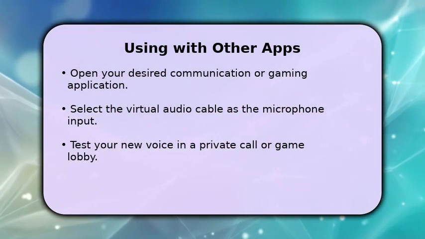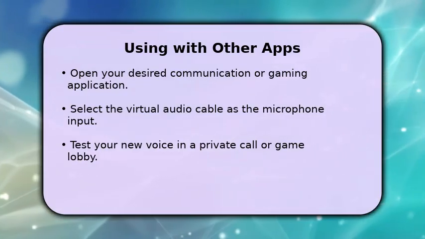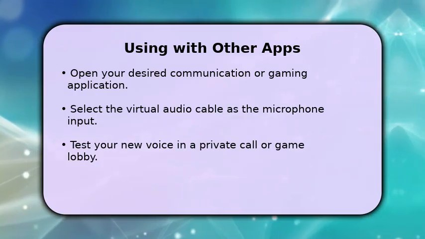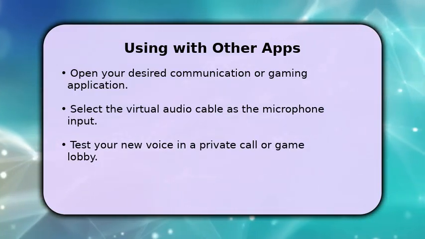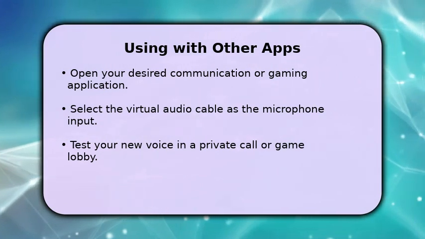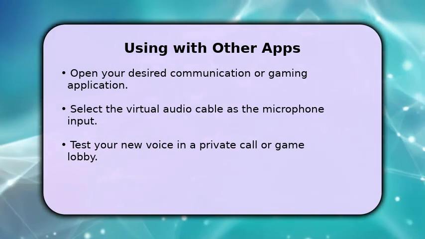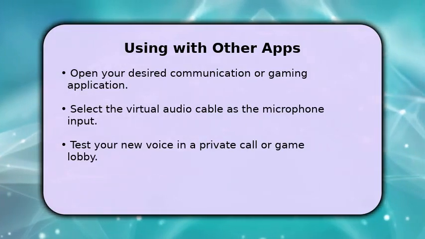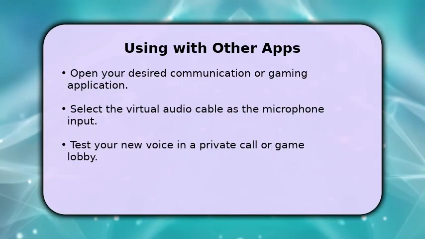To use your new voice in other applications, open your chosen communication platform or game. In its audio settings, select the virtual audio cable as your microphone input. This tells the application to use your voice-changed output. Do a quick test in a private call or game lobby to ensure everything sounds perfect before joining a public conversation.